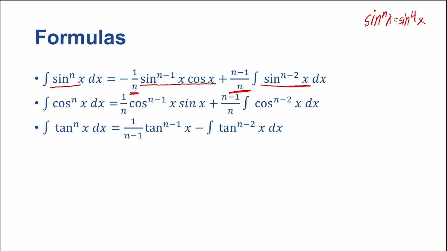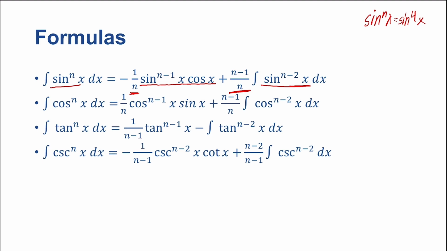Again, we're seeing very similar things here to what we've been seeing in the past. Okay, so let's take a peek at the cosecant integral. For the cosecant, we have the integral of cosecant to the n of x dx is equal to negative 1 over n minus 1 of cosecant n minus 2 of x times the cotangent of x, and then that's plus n minus 2 over n minus 1 integral of cosecant to the n minus 2 of x dx.